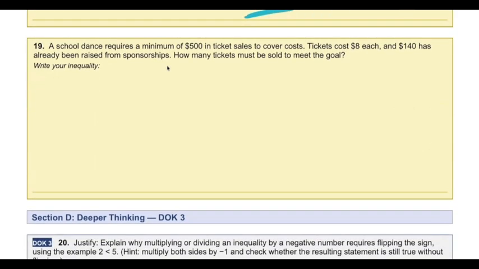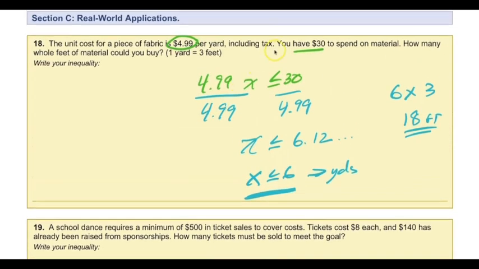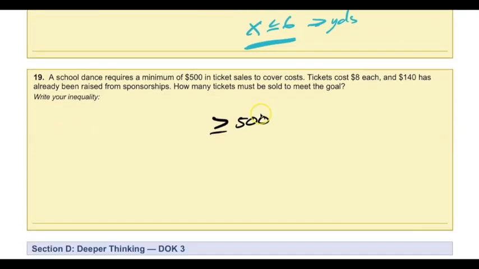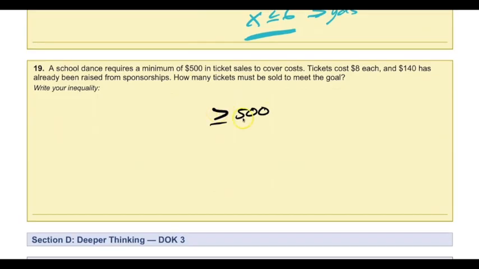Okay, next one. A school dance requires a minimum of $500 in ticket sales to cover costs. So in this case, the minimum is $500. We could get more than $500, but that's the minimum. So minimum is greater than or equal to. Compared to over here where we only have $30 to spend, you can spend at most 30. So it had to be less than or equal to 30 because you can't spend more than 30. Here, the minimum is 500, so greater than or equal to 500.